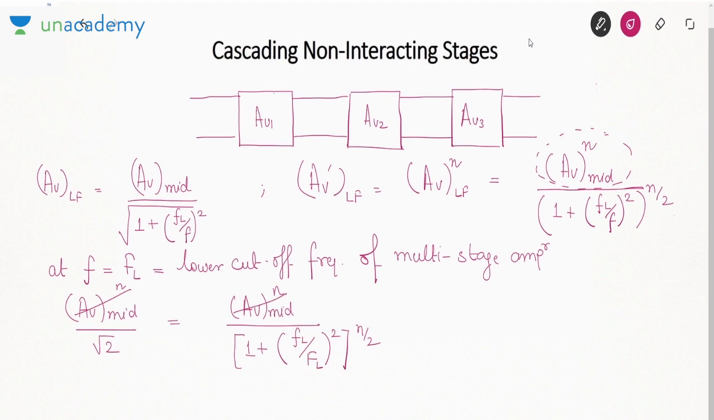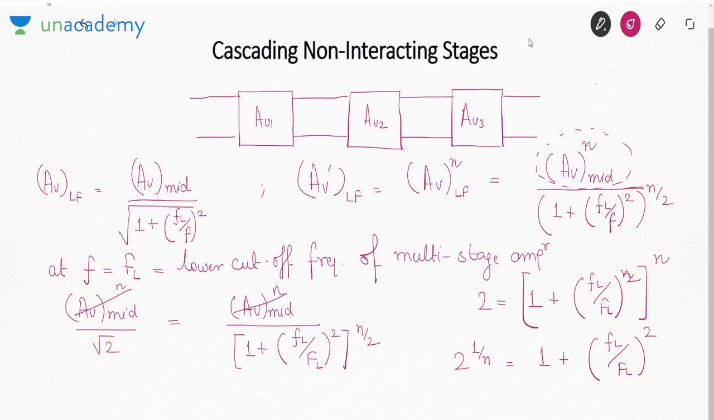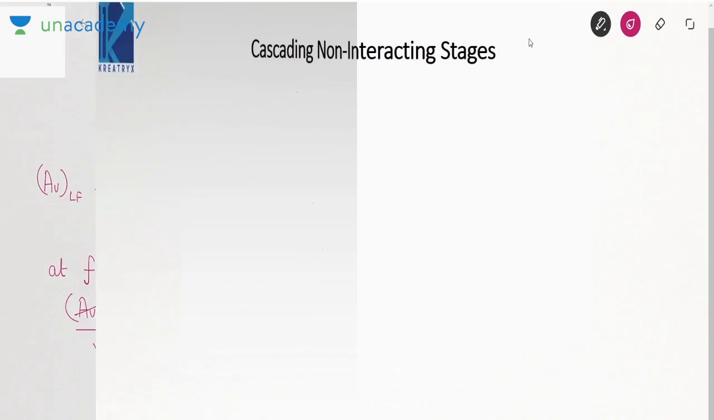Now this gets cancelled. If you square both the sides, you will get 2 equal to 1 plus (small fL by capital FL) to the power 2, to the power n, or you can say 2 to the power 1 by n equals 1 plus (small fL by capital FL) to the power 2. Small fL is the lower cutoff frequency of the single stage amplifier. Capital FL is the lower cutoff frequency of the multi-stage amplifier.